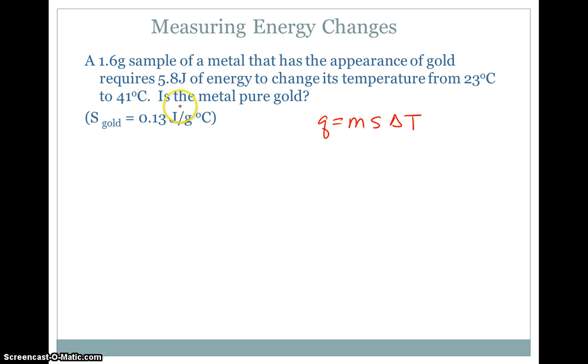So what I'd like you guys to do right now is try this one and answer the question that goes along in the Google form. A 1.6 gram sample of a metal that has the appearance of gold requires 5.8 joules of energy to change its temperature from 23 to 41. Is the metal pure gold? I want you to use this equation plus the information in the problem to figure out, is this substance actually gold? Put your answer in your Google form and tell me why. And we'll start class tomorrow by going over this example.